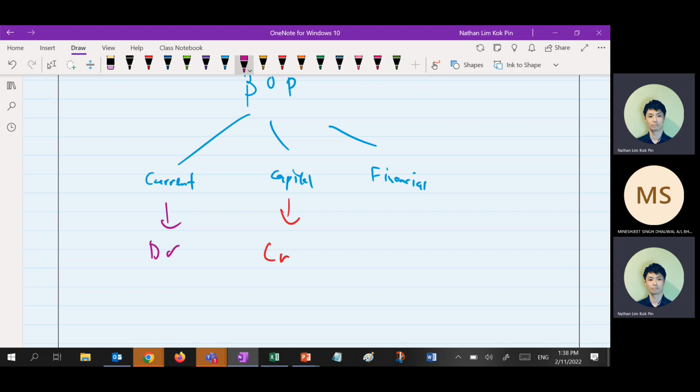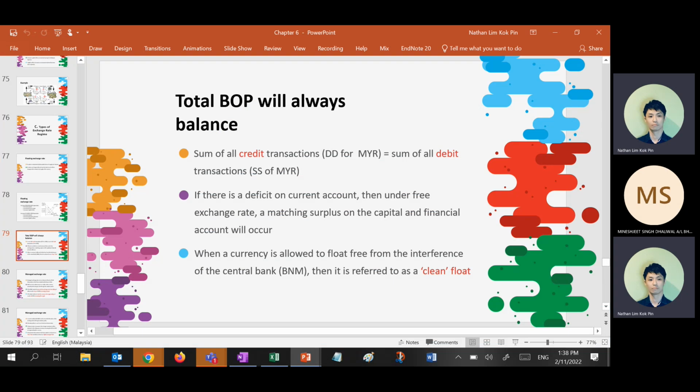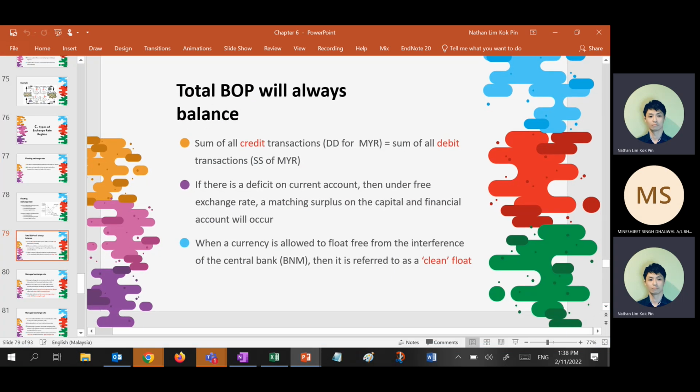This one is accounting, but just know the concept is that one money goes out, another money comes in. So it always balances. Make sense? Always balance. This is only applicable for floating exchange rates. Floating exchange rate.